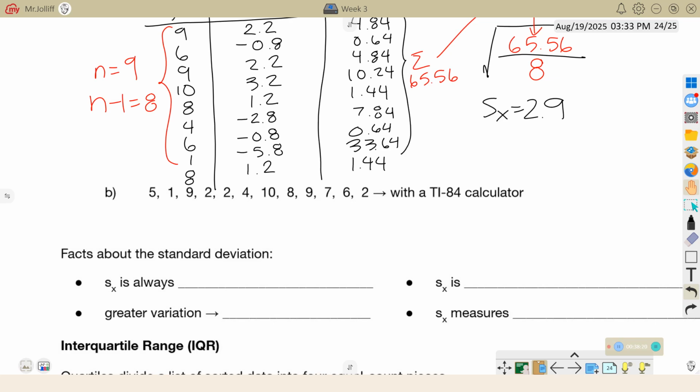If you manage to do that, the very first number you should see is 5.4 something. That's the mean that we found last time. If you scroll down a little bit, you should see Sx and sigma x. Which one of those do I want to write down? Sx, very good. Sample standard deviation. And my calculator is telling me that it is 3.2.